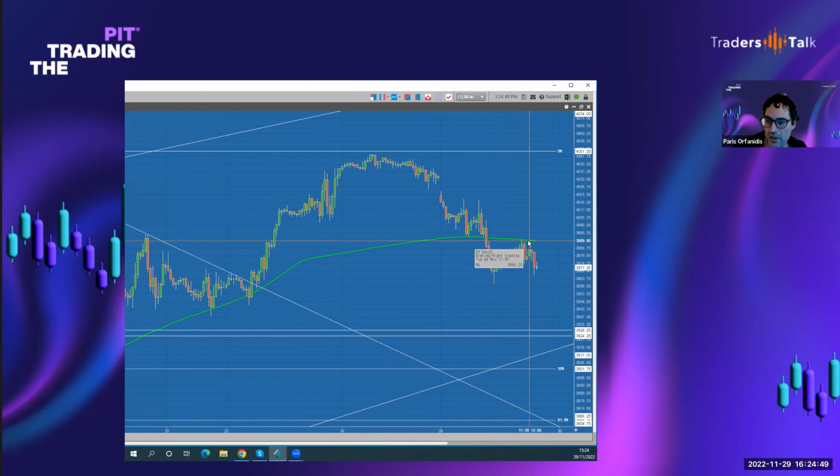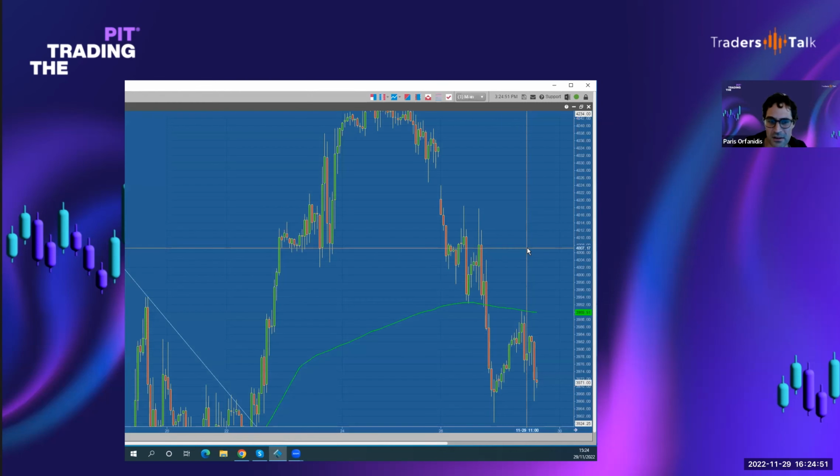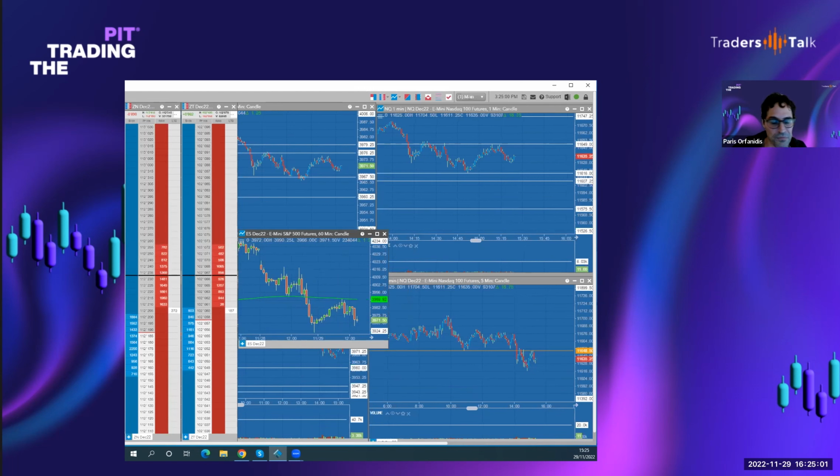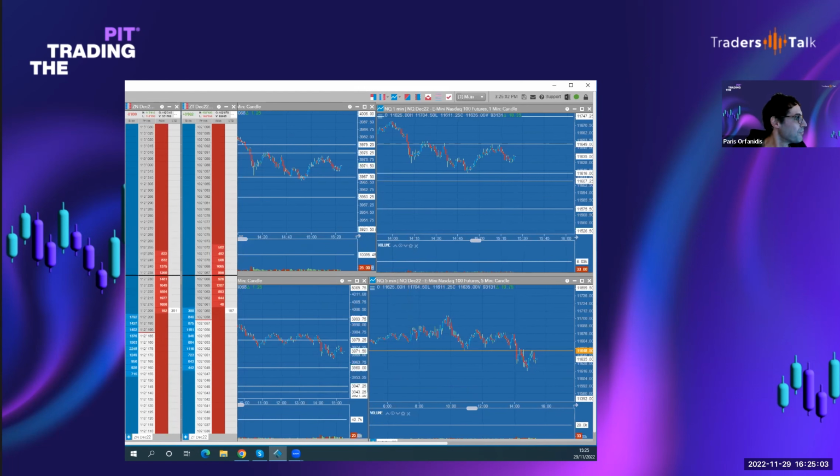I think that's the 200-day moving average or the 100-day. 200-day moving average, yeah. So it went back to the 200-day moving average and retraced in the hourly. Okay. All right.